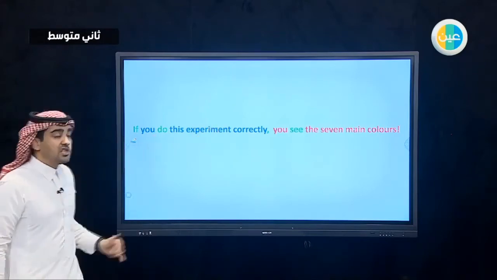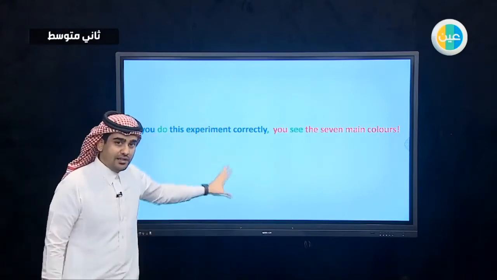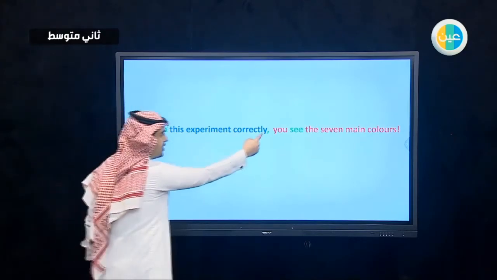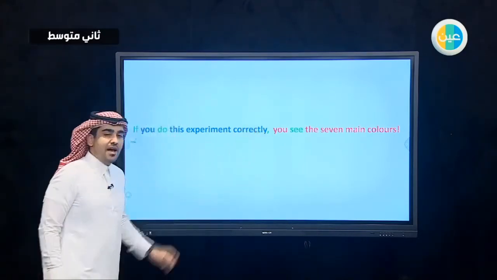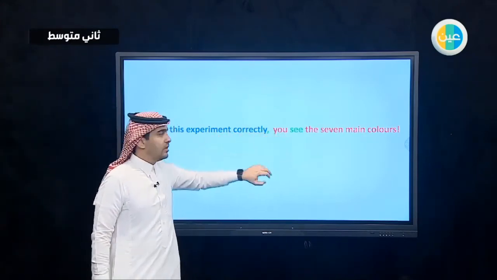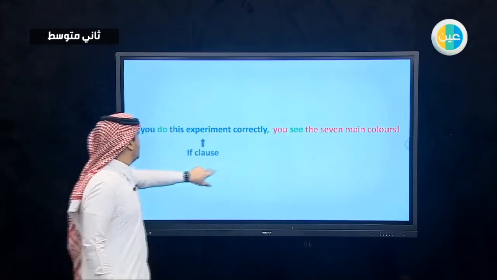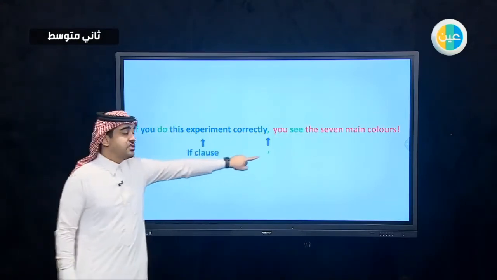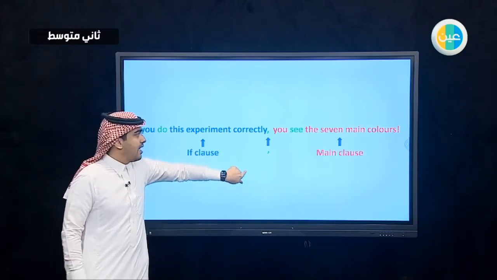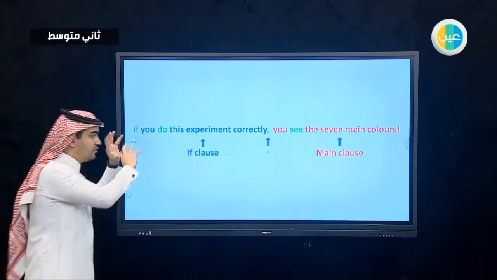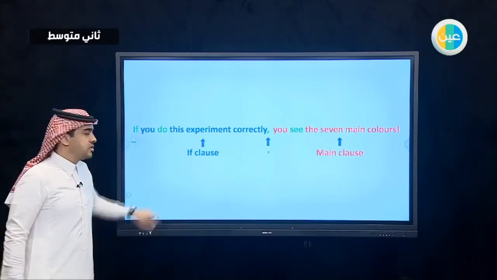Okay, so this is a zero conditional sentence. هذه قاعدة الجمل الشرطية zero تسمى. فعندنا دائما الفاصلة, comma is always after the if clause and before the main clause. So this is the if clause and this is the comma. It's very important. And this is the main clause. This is how you structure a sentence using zero conditional.